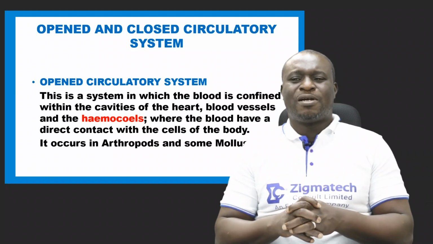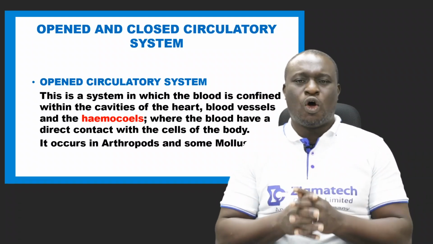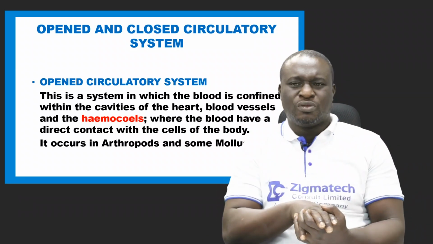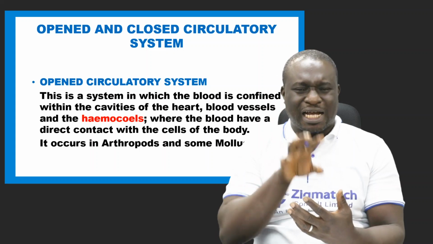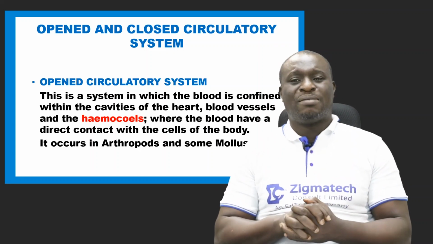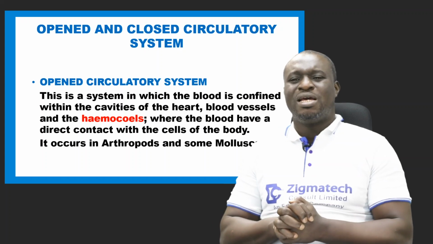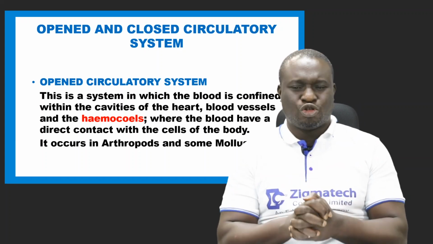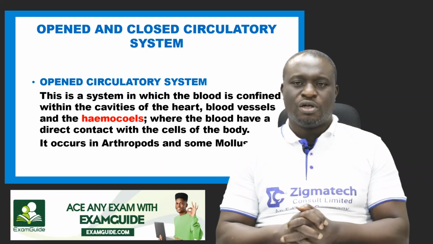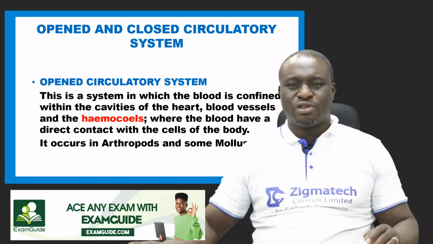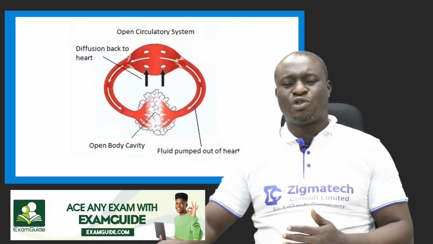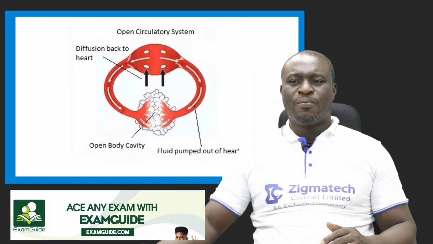Now, the empty space, which is the haemocoel, is where blood has a direct contact with the cells of the body. The blood has a direct contact with the cells of the body. Okay? Now, most times, open circulatory system is found in arthropods, in most arthropods, and also in some mollusks. You see open circulatory system. But we have also closed circulatory system. But before we go to closed circulatory system, you can see the structure on the screen.